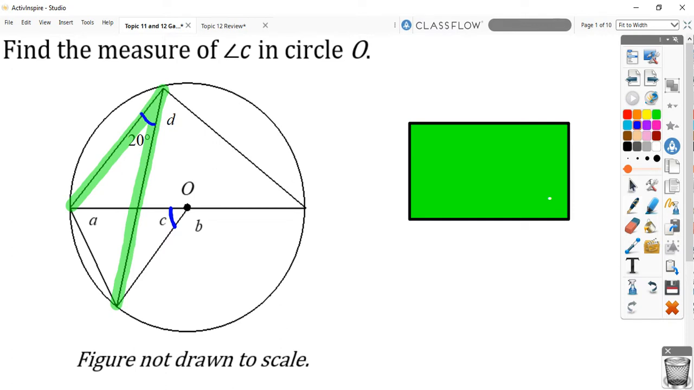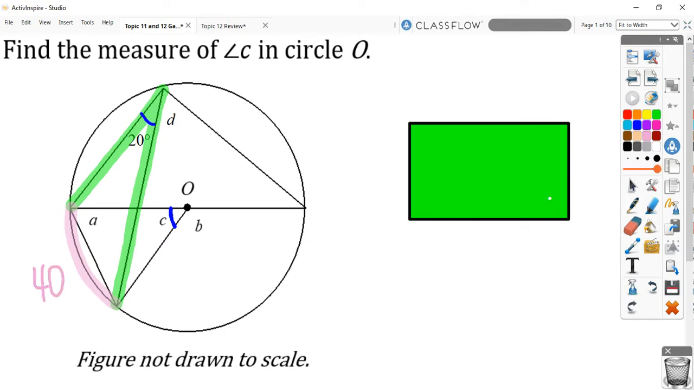If you will remember back and look in your notes in topic 12, we did a couple of theorems that were related to each other that basically said that the angle inside the circle is half of the arc. What I mean by that is this arc right here that I'm highlighting in pink is twice as large. The measure of that arc is twice as much as the measure of that angle. So what I just highlighted in pink is a 40-degree arc.